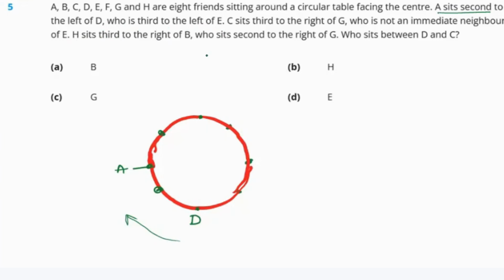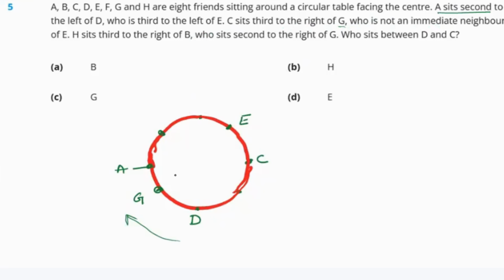Now C sits third to the right of G. Okay, so we need to place G in such a way that C is at the third place to the right. So if we are going to put G over here, then C will be here only. Now G is not an immediate neighbor of E. Yes, G is not an immediate neighbor of E. Correct.